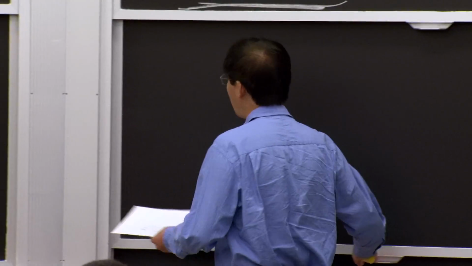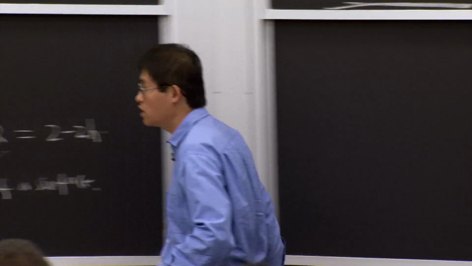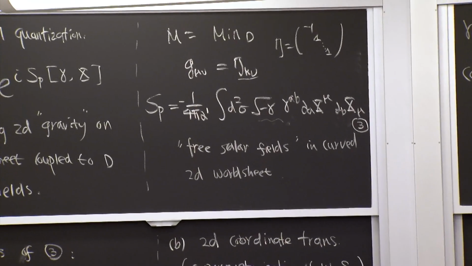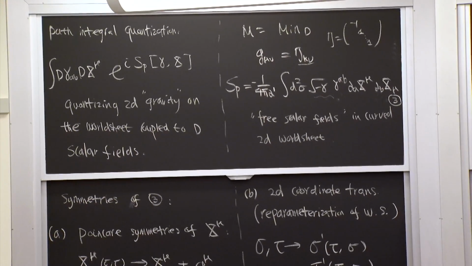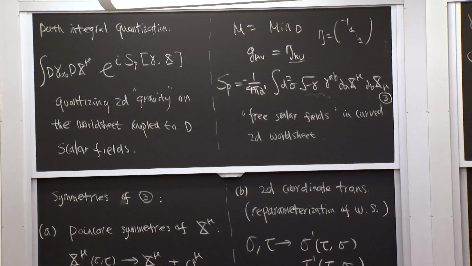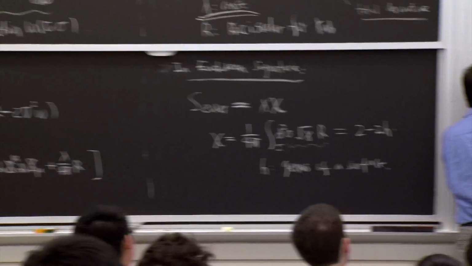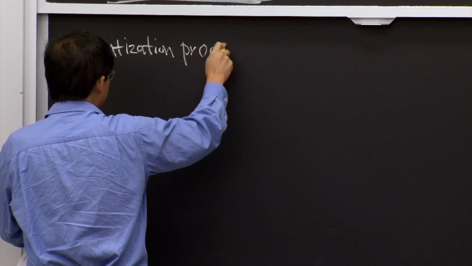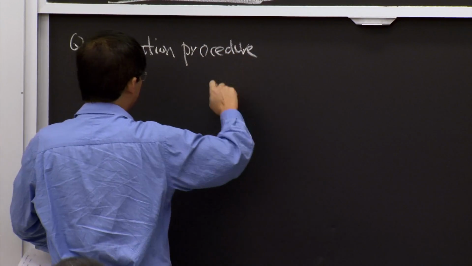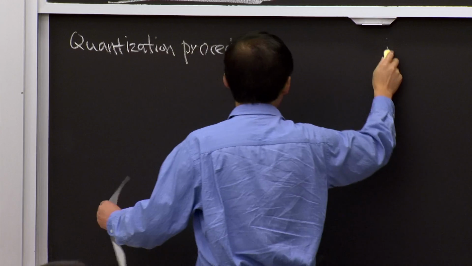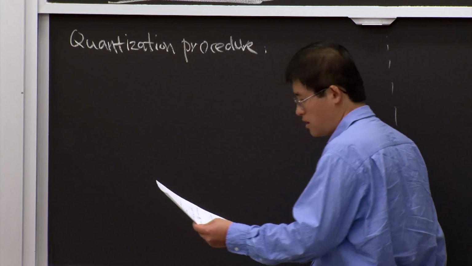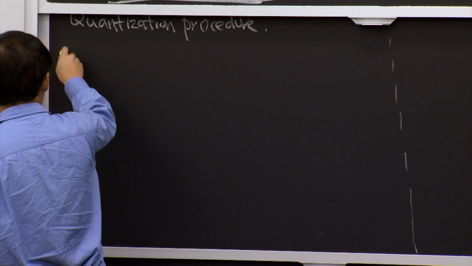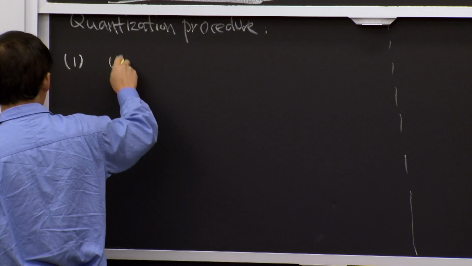Okay, so now we will quantize this theory using canonical quantization. By canonical quantization, let me remind you, this is the procedure we typically explain, say, in the second day of free quantum field theory, and we are doing the same thing here. So the quantization procedure is the following. The first step is you write down the equations of motion.